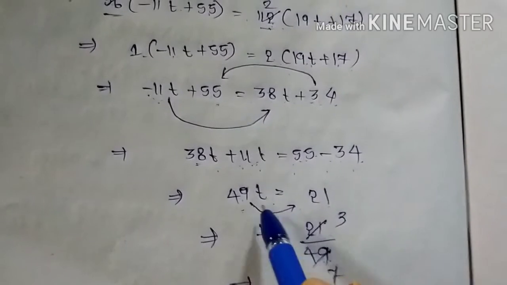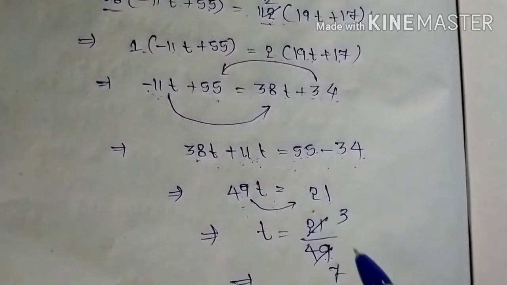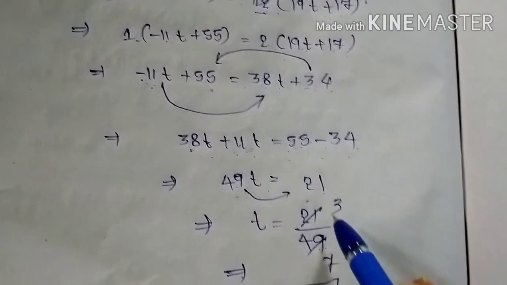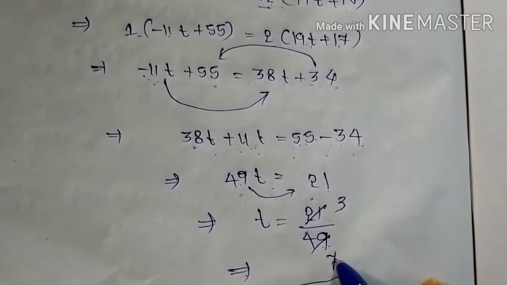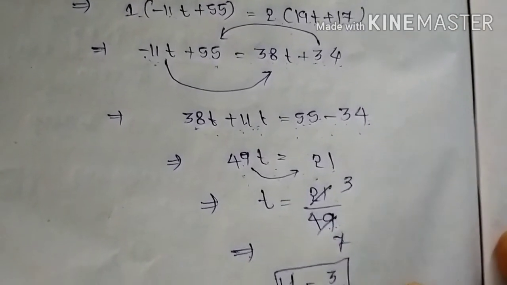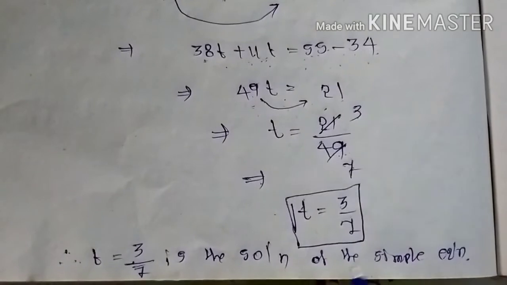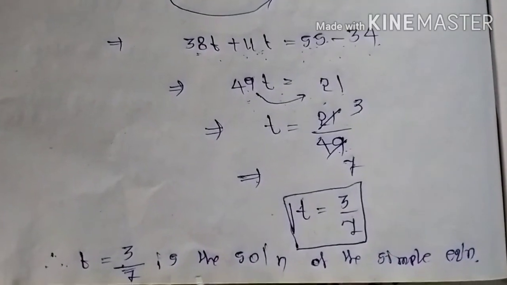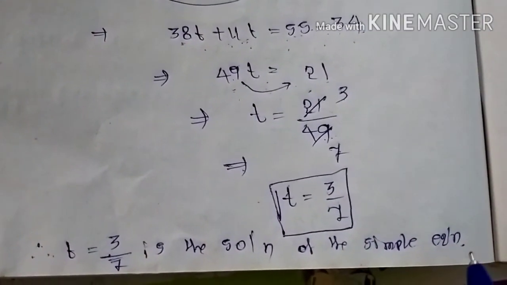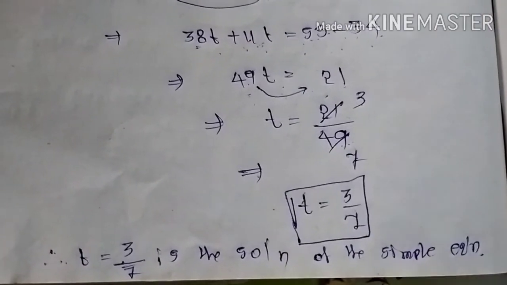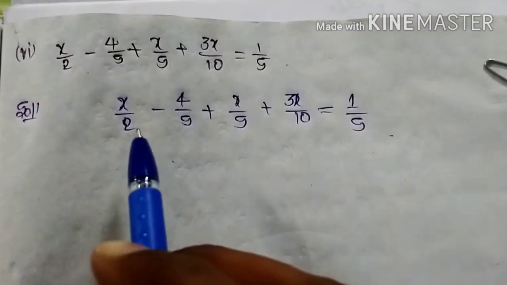See, if I am transposing 49 to RHS, it will become division or not? So that you can write here 21 by 49. 7 3 ja 21, 7 7 ja how much? 49. So that you can write here t is equal 3 by 7 is the solution of the given simple equation. Now you can see here one more question.